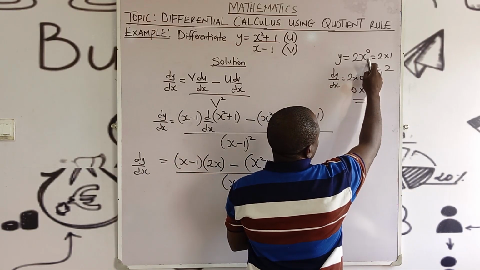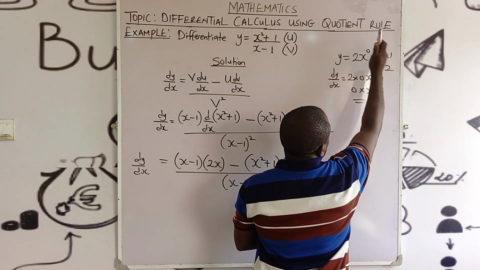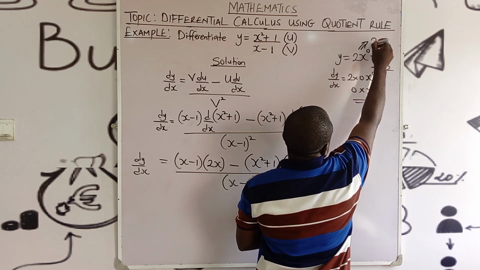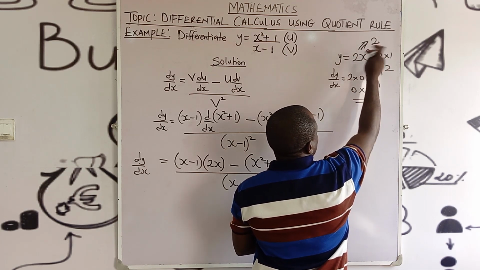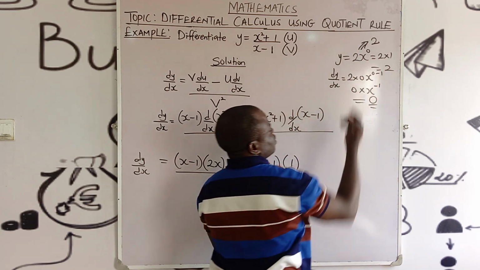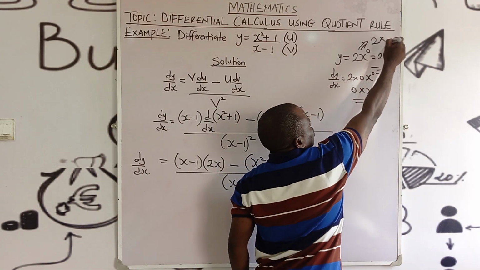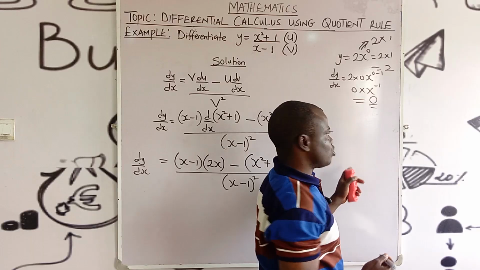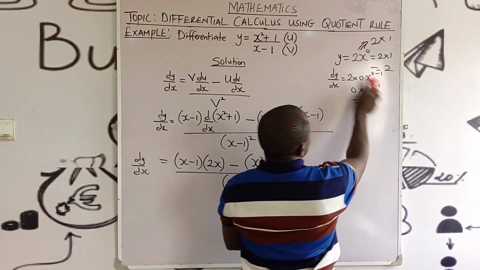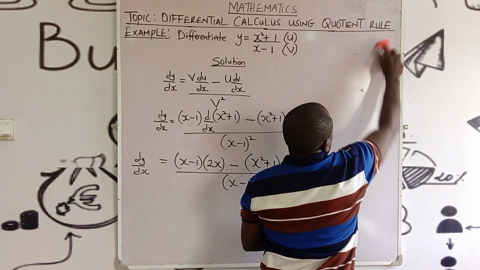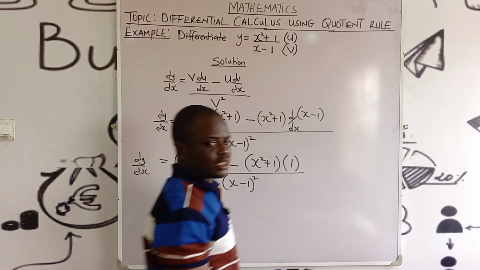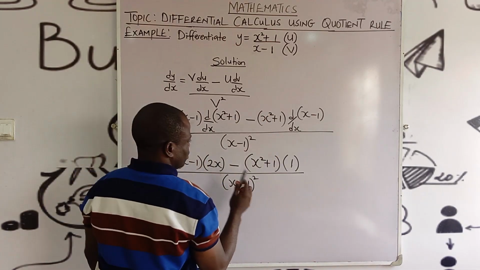Because 2x raised to 0 is the same as when you're having 2, because x raised to 0 is 1. 1 times 2 gives you 2. I now write x raised to 0 as 1, because 2 times 1 will still give you the constant 2. Okay? Anytime you are differentiating a constant, always know that it's automatically 0.